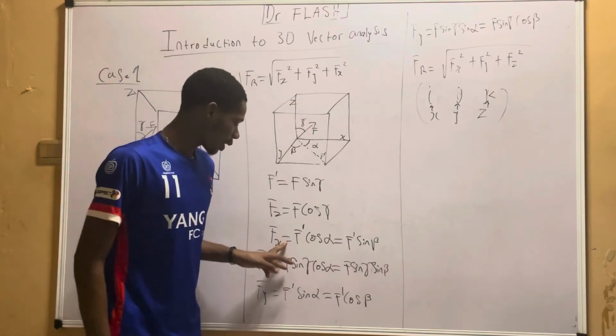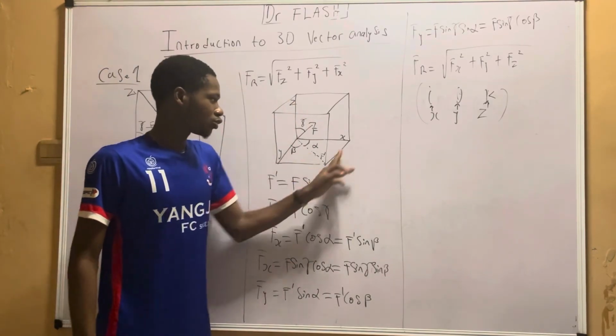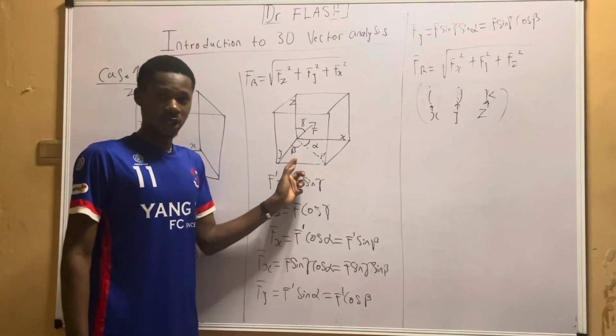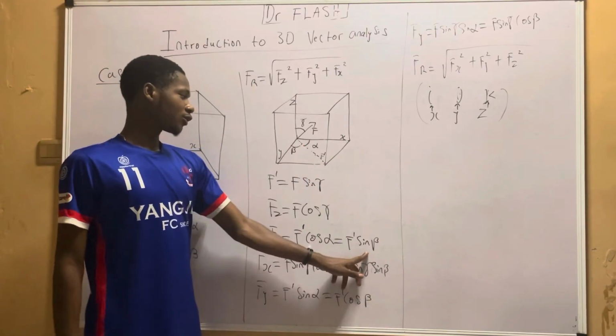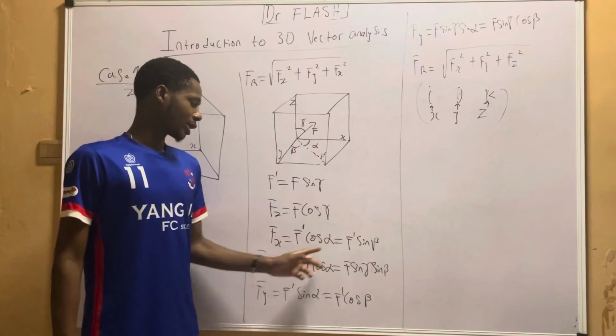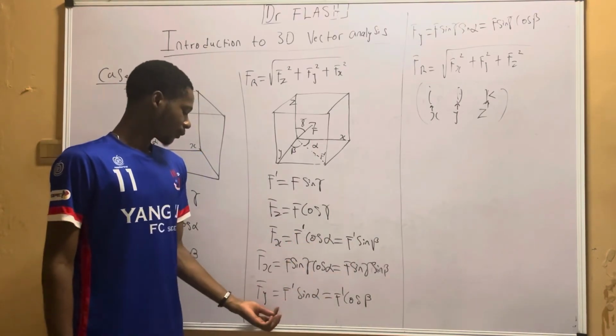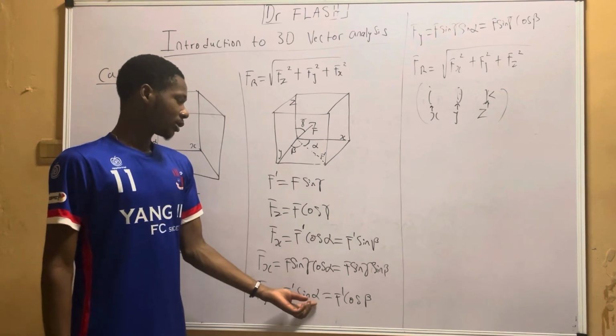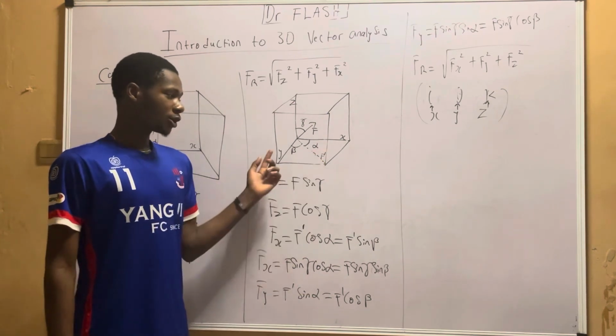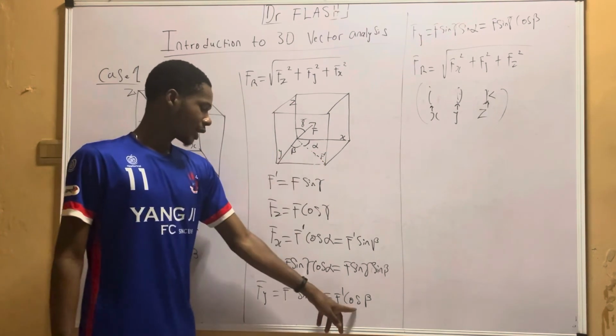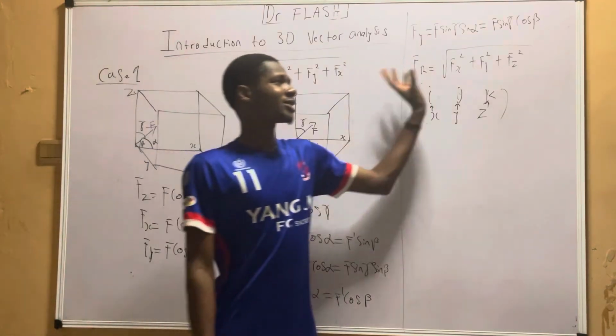And then for x, this one lies on this plane, so we resolve to this side, or we make use of this angle using sine. If you make use of this angle with sine, you make use of this one with cosine, and then substitute for f prime, you get this. And for y, f prime sine of alpha, by making use of this angle, opening it, or you make use of this angle, that's cosine. So by substituting f prime, you basically get the same thing.